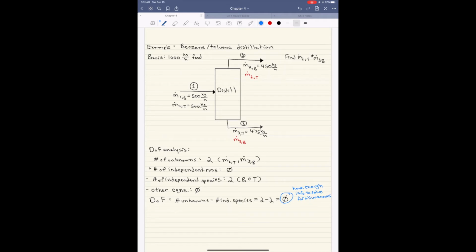So now that we've determined that we have enough information, we can move on to the next steps, which involve applying our actual material balances. So let's move on and start applying the material balances. So I'll move to a fresh page. And the first material balance I'll apply will be the one for the benzene in our system. All right, B, material balance.